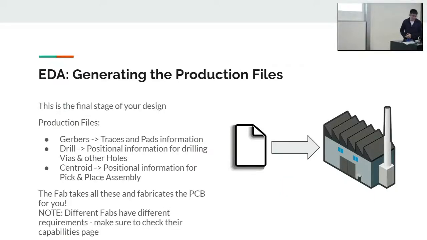Okay, so the last step is to generate your production files. The factory would basically take all three of these files: your Gerber files, which contain all the traces and pad information, so that they can make the actual print, I guess. And then the drill, which is the positional information for all your holes on your board, as well as the cutout. And then the centroid files, if you need them to do the assembly for you. So they'll just put all of these into their giant machine and out comes your keyboard. So please remember to check the requirements, because not all factories do it the same way.